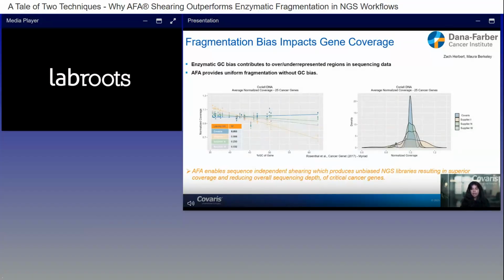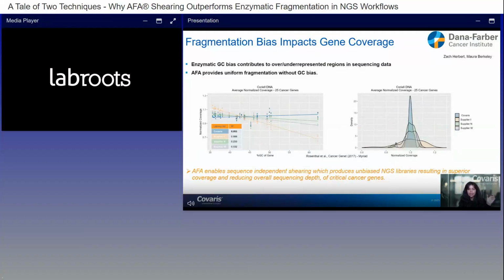What you would hope to see instead is something that looks a little bit more like that dark blue line that indicates the Covaris sheared libraries. You can see that this line is pretty flat and parallel, indicating that your coverage is not really being impacted by the GC content of the gene. Now, if you're more mathematically inclined, this can also be described as an R-squared value or correlation coefficient in that little embedded table there.